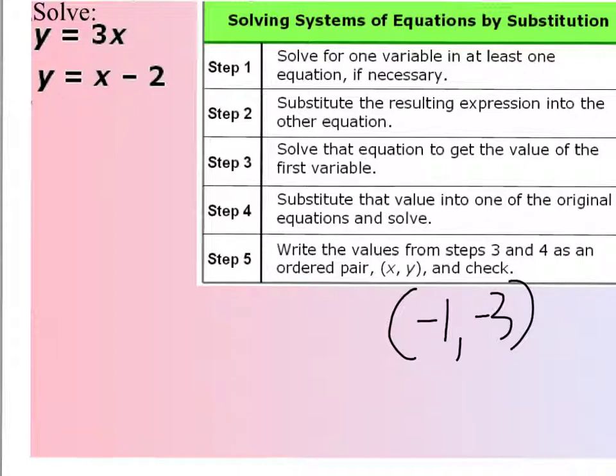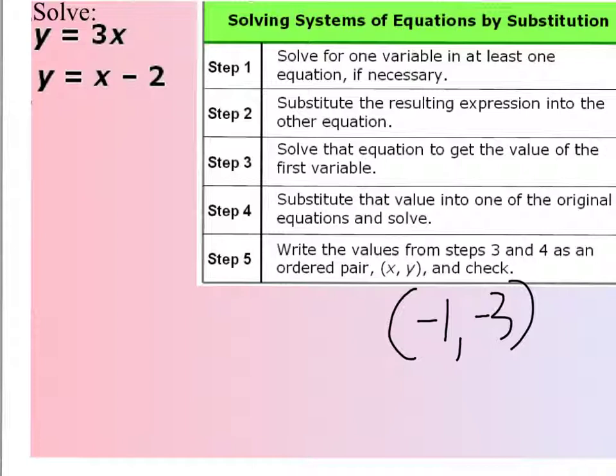Once you know what x equals or what y equals, then you go back and substitute that into one of the original equations and solve for the other variable. So these steps are great. I think it's easier to just watch me show you how to do this.